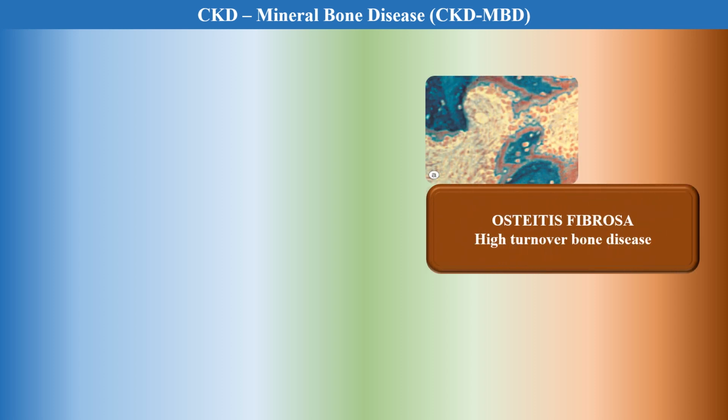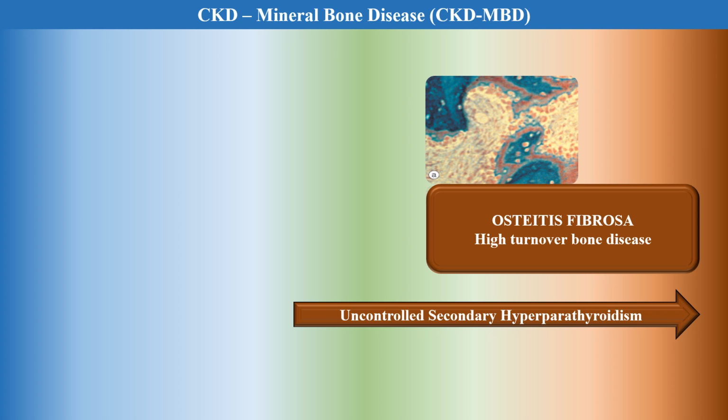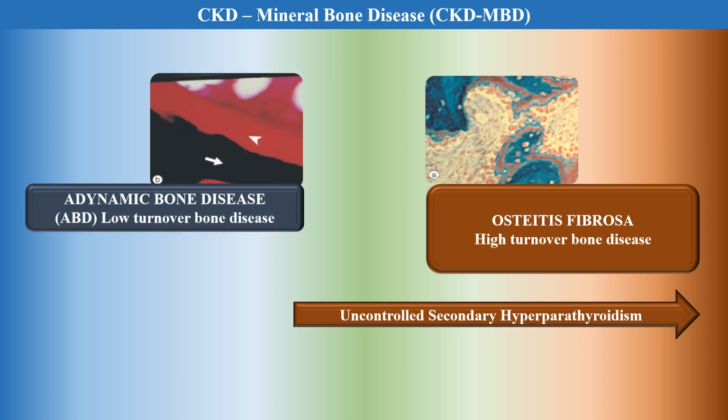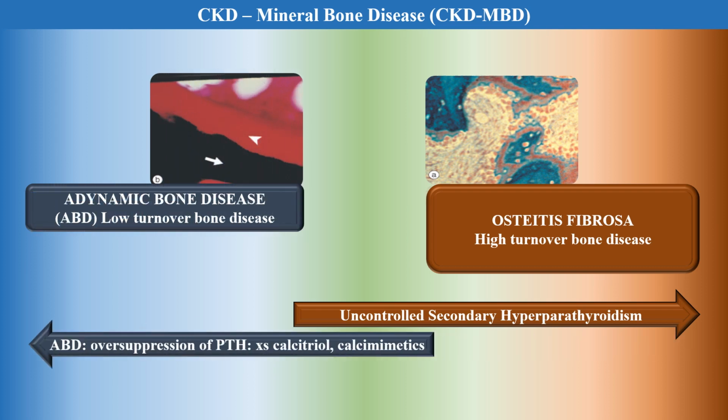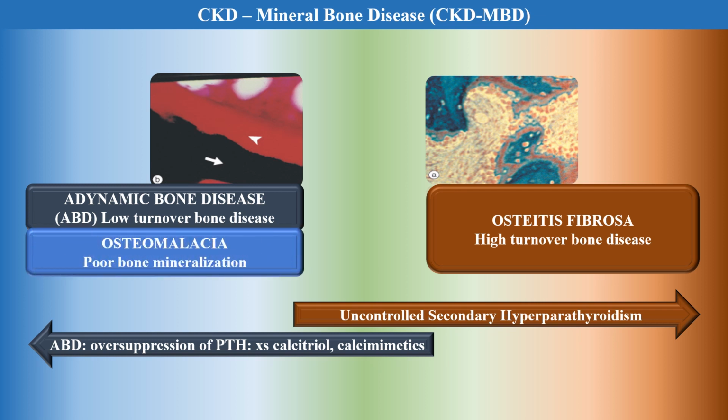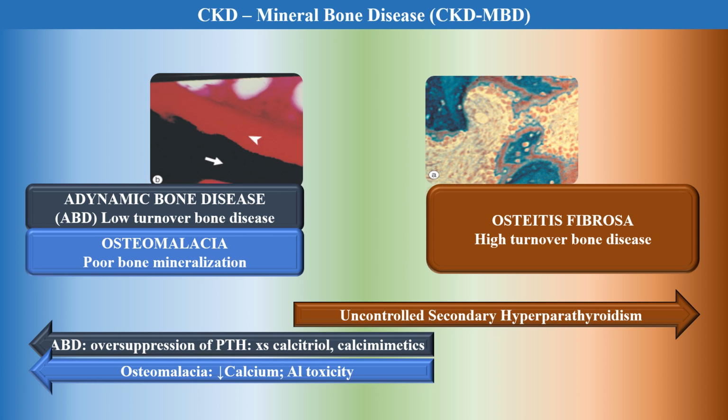CKD-MBD may present with bone disorders that can range from high turnover bone disease, known as osteitis fibrosa, a condition associated with untreated or uncontrolled secondary hyperparathyroidism associated with CKD, adynamic bone disease, a condition associated with oversuppression of secondary hyperparathyroidism with excess use of vitamin D receptor agonists or calcimimetics, or osteomalacia due to poor bone mineralization that may be seen with hypocalcemia or aluminum toxicity associated with chronic use of aluminum-containing medications. Some patients with CKD may present with mixed bone lesions.